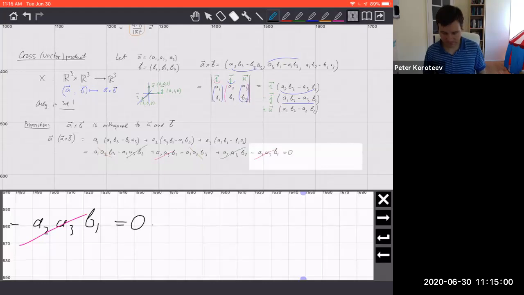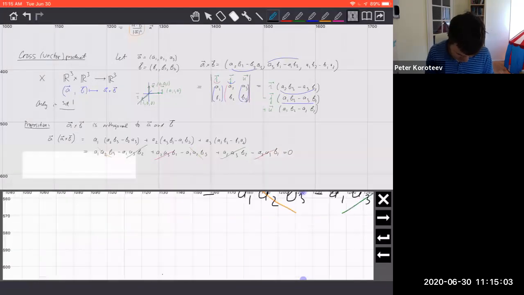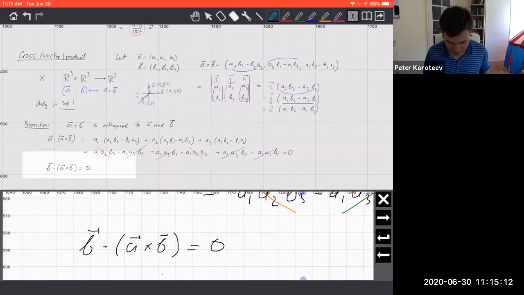So it's 0. And then analogously, B dot A cross B is equal to 0. You can do it as an exercise.